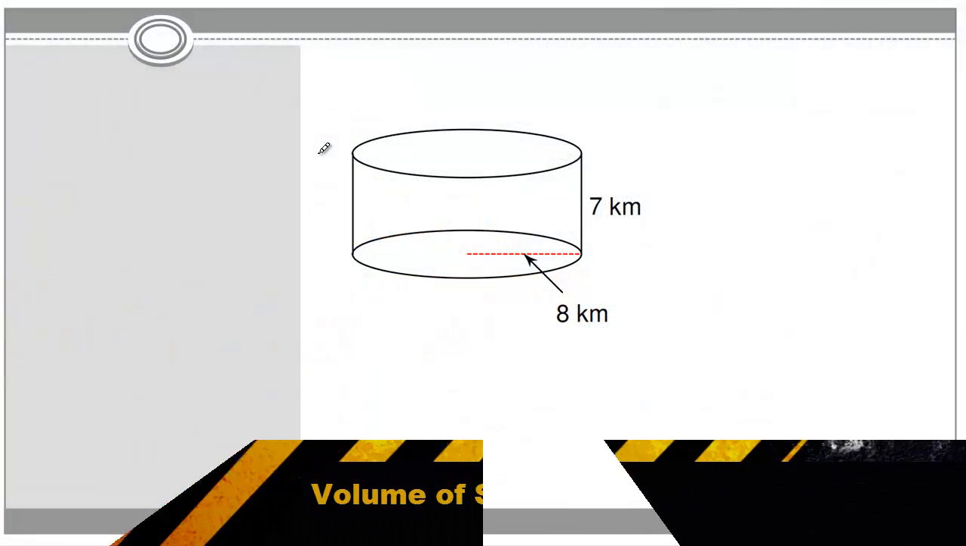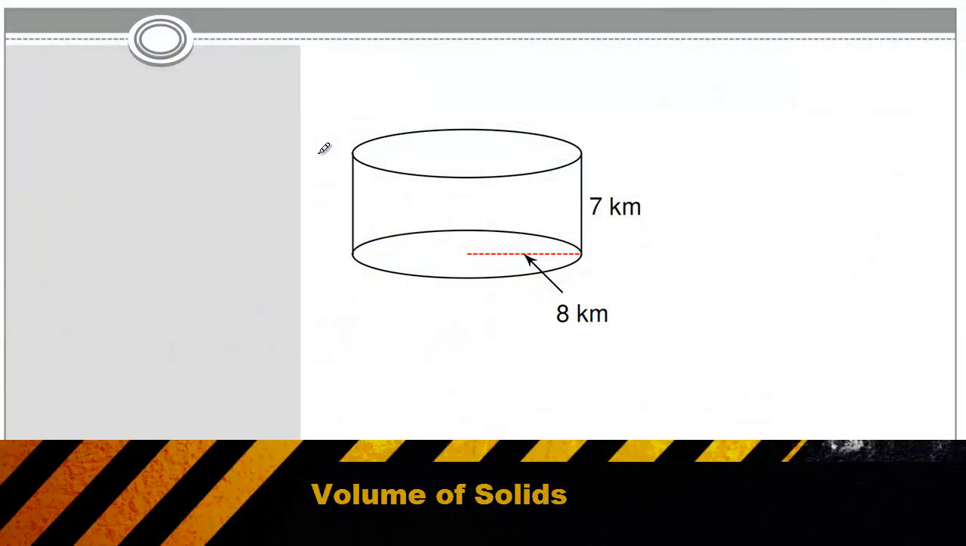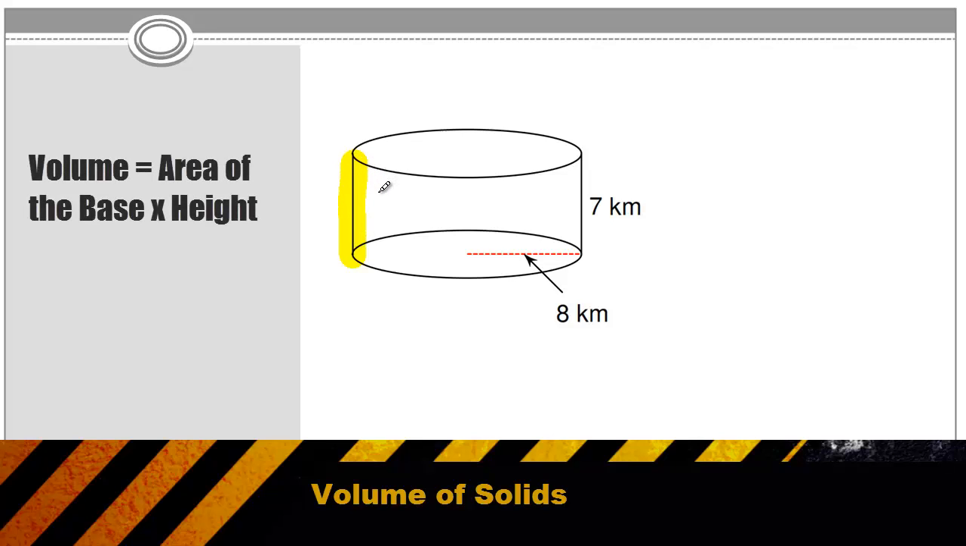To find the volume of a three-dimensional object, you will use one of two equations. The equation you use will depend on the shape and the direction of the sides going upward. If the sides go straight up, like in this cylinder, then the equation you use is the area of the base times the height.